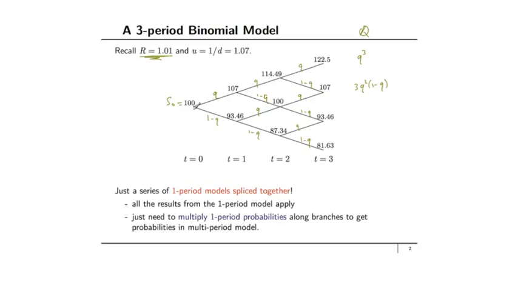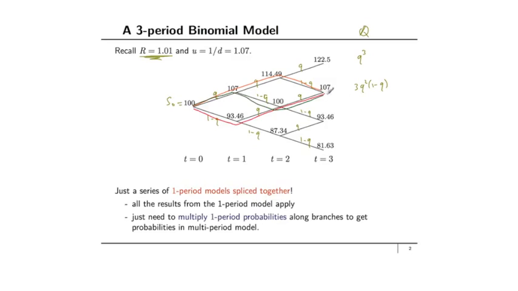One way is for the stock price to fall initially, and then to have 2 periods where it goes up. A second way is for the stock price to have 2 periods up, followed by 1 period down. And a third way is for the stock price to go up, then to go down, and then to go up again. So there's 3 such paths through the model where the security price at time t equals 3 can end up at 107.